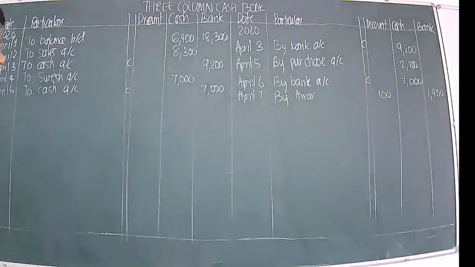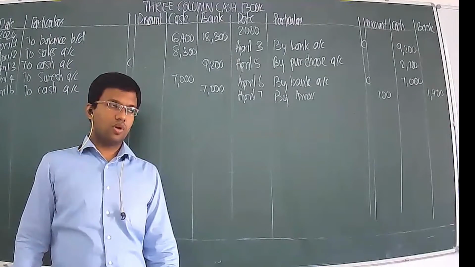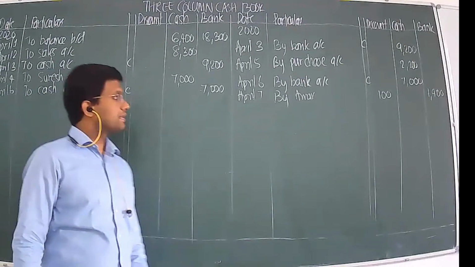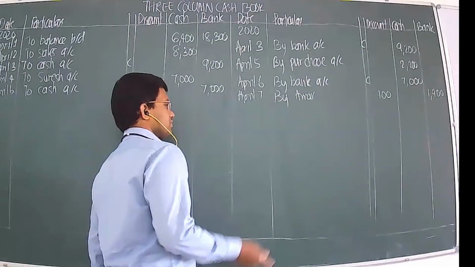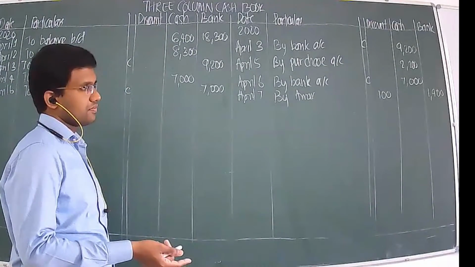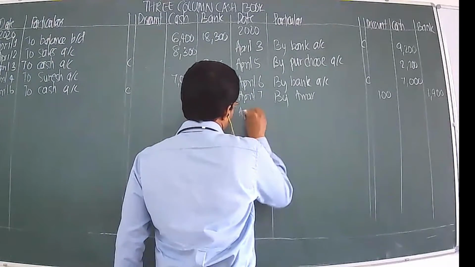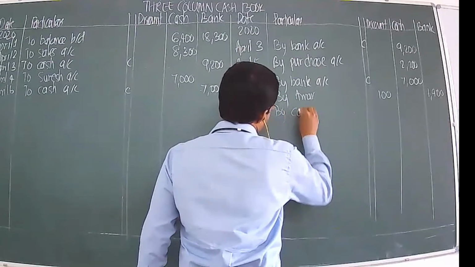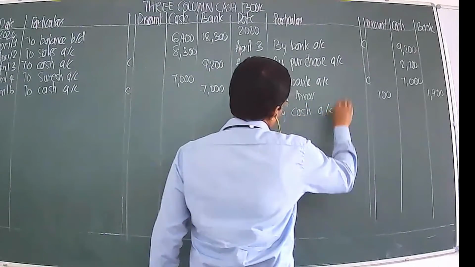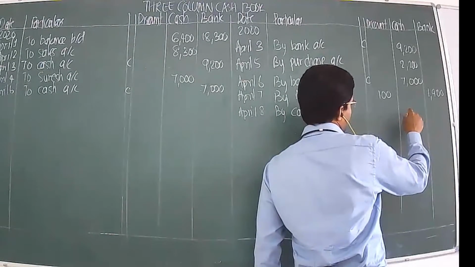The transaction is: withdrawn from bank rupees 6,000 for office use. Okay, sure. So we are withdrawing cash from the bank. So cash is coming in. So on the credit side, we will write by cash account. April 8th, by cash account. Cash account, okay. And it's a contra entry and the amount is 6,000.